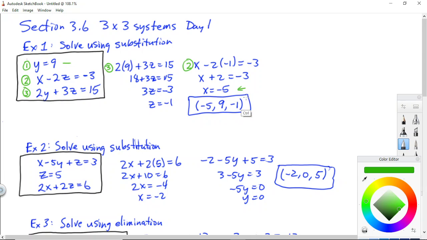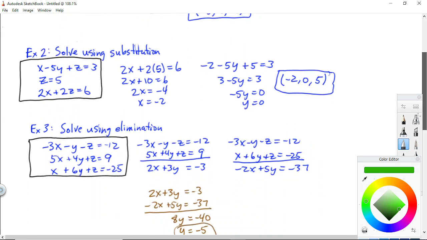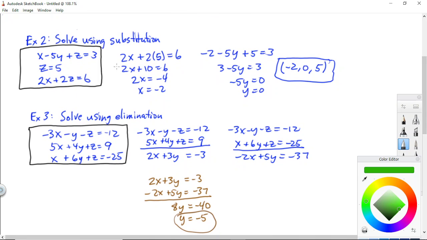Okay, so let's look at another one, solved by substitution. The original system is in this box. We'll call this one 1, this one 2, this one 3, and they've been kind to us again. They have z equals 5.